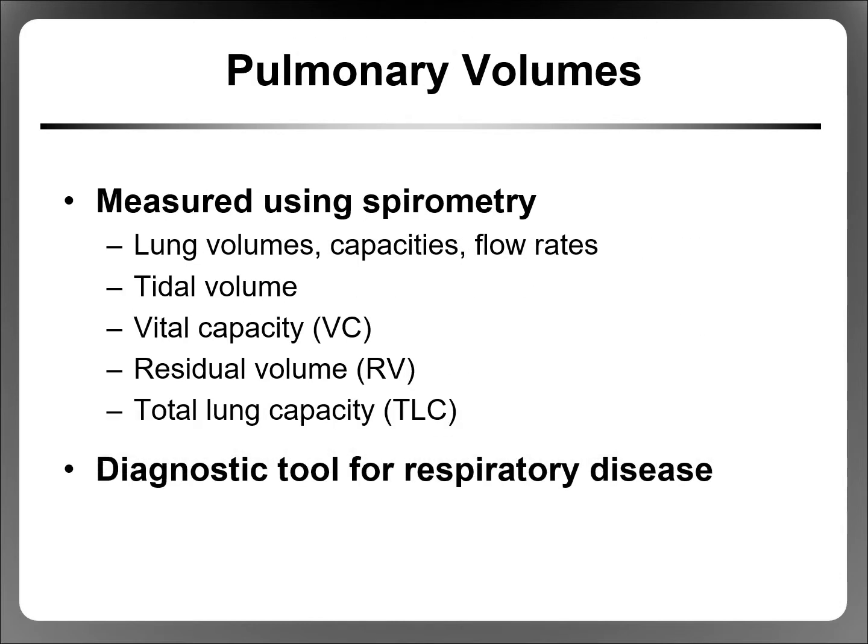The next thing we need to be concerned about are pulmonary volumes. In an anatomy course, we would really focus on what these are. For the most part, what we are concerned with in exercise physiology is more the spirometry measurements. So lung volumes, capacities, and flow rates. We may also assess somebody's tidal volume, vital capacity, residual volume, and total lung capacity. This is typically used as a diagnostic tool for respiratory disease.